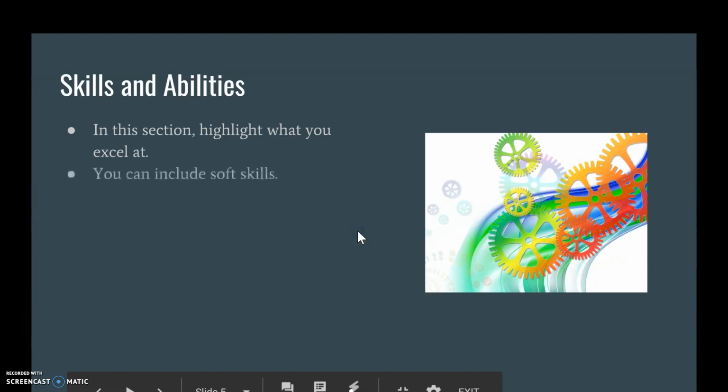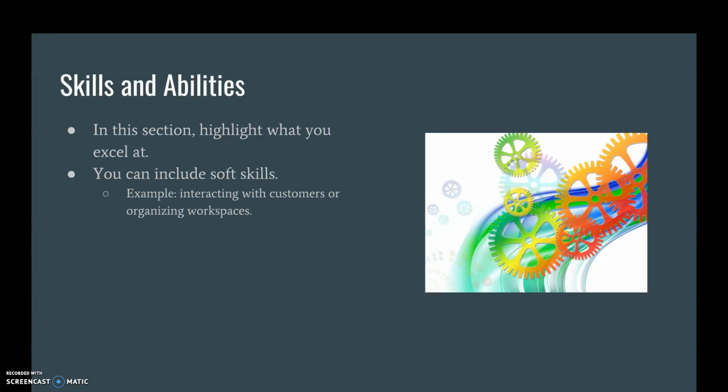In this section, you can also include soft skills. Soft skills might look like interacting with customers or organizing workspaces. If you've worked at McDonald's, you interact with customers. This is something that's important for any job because in most jobs, you're going to have to interact with other people. If they see that you've done this successfully in a part-time job, then they know that it's going to be relevant to the job that you're working for. Soft skills are skills that everybody uses in every career.